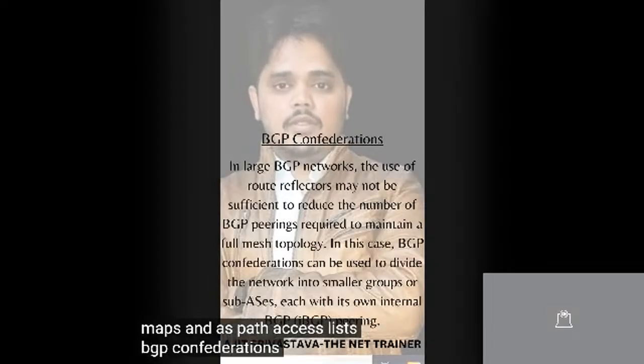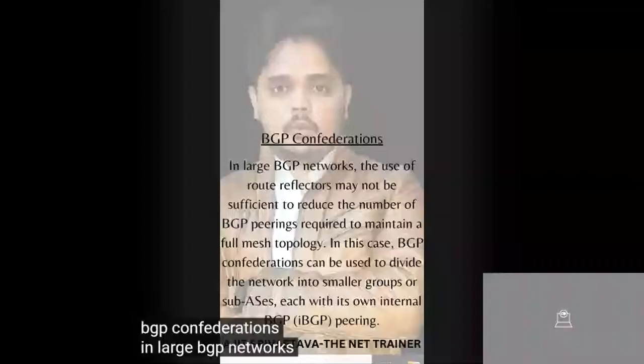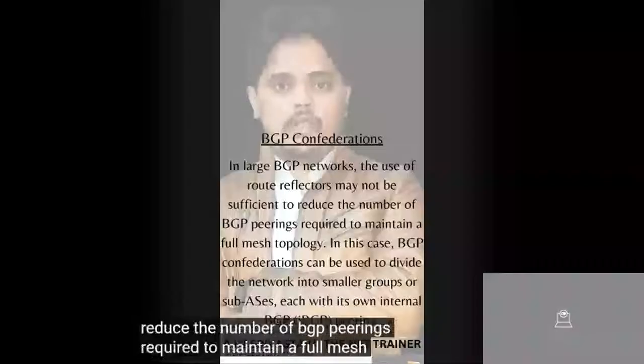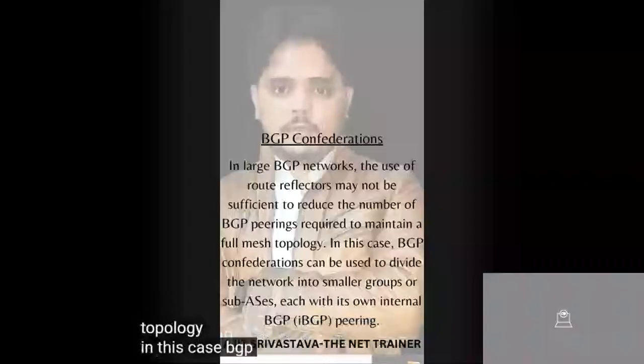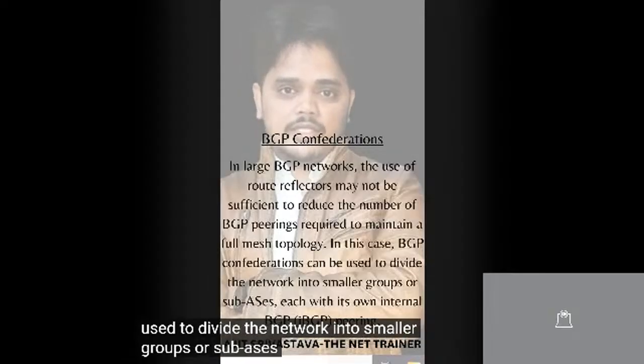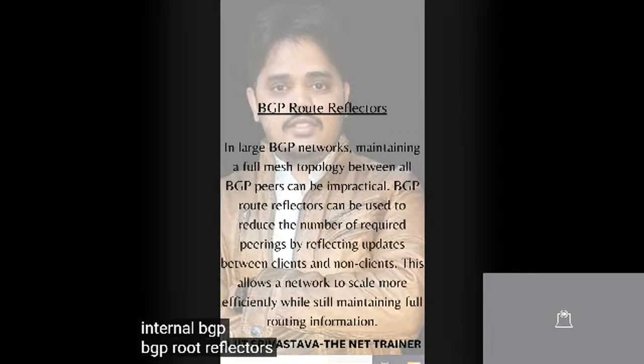BGP confederations. In large BGP networks, route reflectors may not be sufficient to reduce the number of BGP peerings required to maintain a full mesh topology. In this case, BGP confederations can be used to divide the network into smaller groups or sub-ASes, each with its own internal BGP.